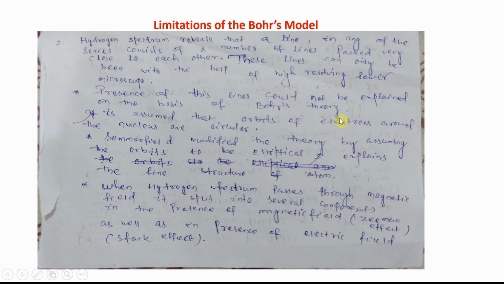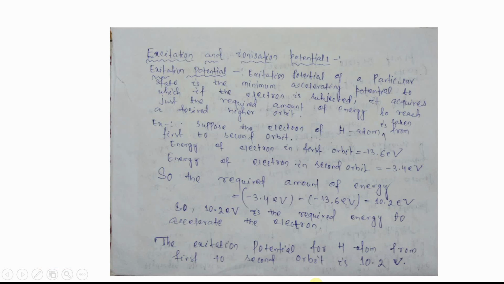So Sommerfeld modified the theory and explained that the orbits are not spherical or circular, but elliptical. So these are the limitations of Bohr's model.